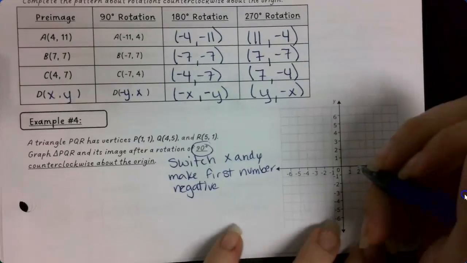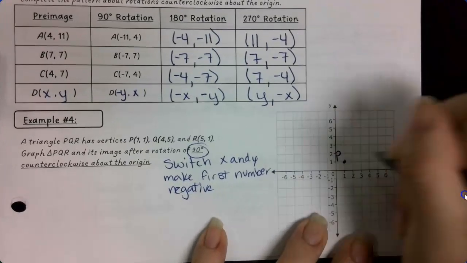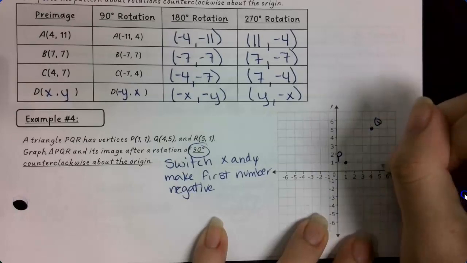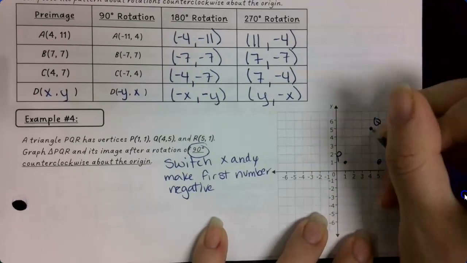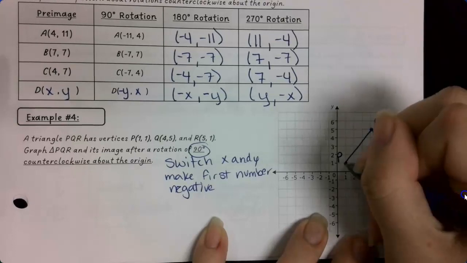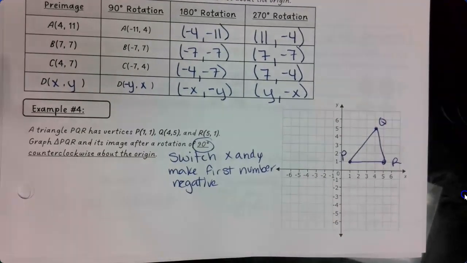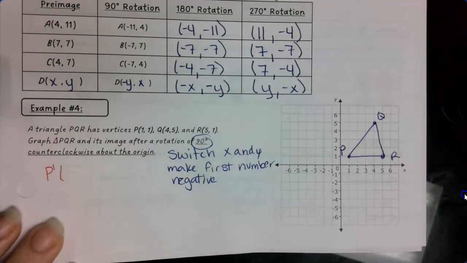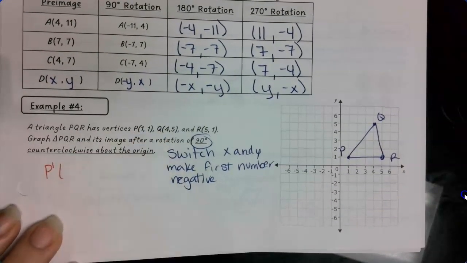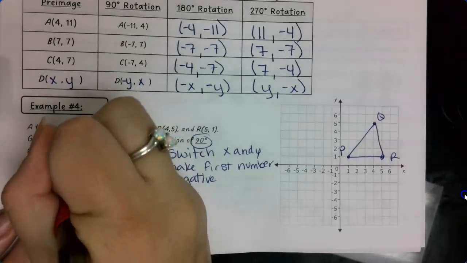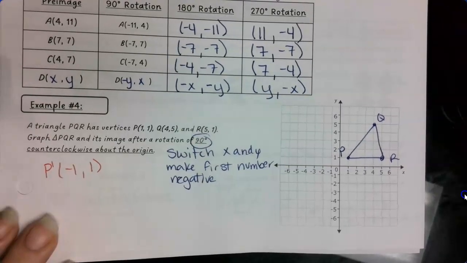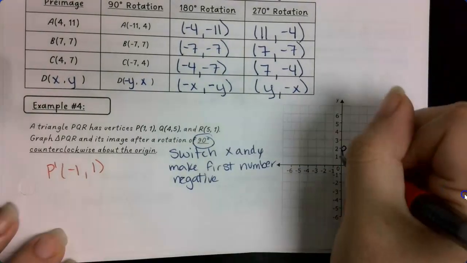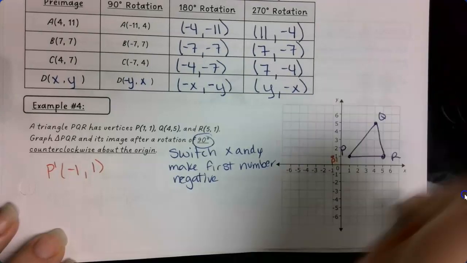I'm just going to start off by plotting these points. So I have 1, 1 is my P, 4, 5 is my Q, and 5, 1 is my R. So then for my P prime, I am doing 90 degrees, so I switch the numbers and make the first one negative. So I switched 1 and 1, and then I made it negative. So negative 1, 1 is my new P.